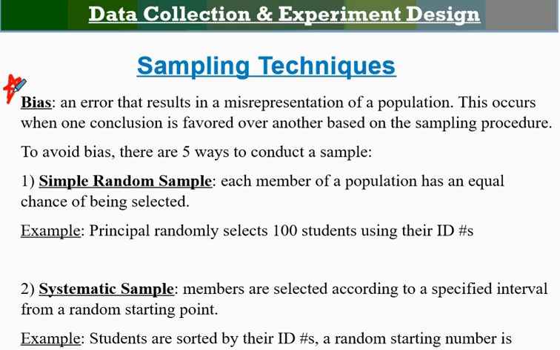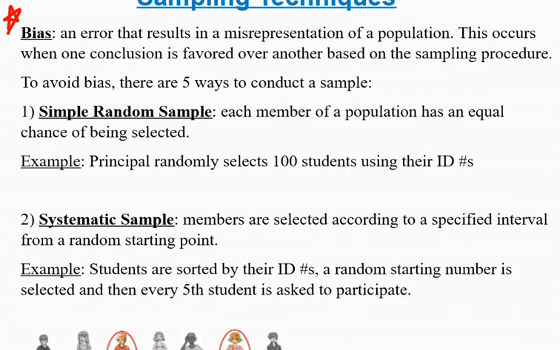To avoid bias, there are 5 ways to conduct a sample, and some avoid bias more than others. It just depends on the context. The first one we call a simple random sample. It's when each member of a population has an equal chance of being selected. An example would be a principal randomly selecting 100 students from the school for something, and he or she does so using student ID numbers.